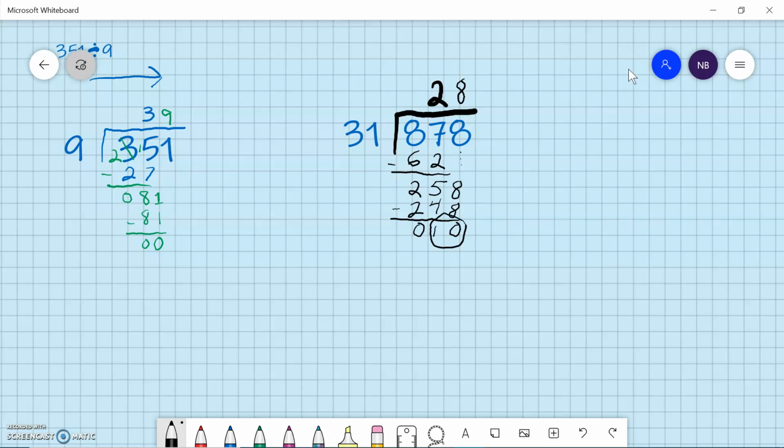And we still have a remainder there, so our answer would be 28 with a remainder of 10, which is fine. Some of these you're going to have remainders, and some of these we're not going to have remainders. Now, once we get farther into the chapter, we'll find out how these remainders are actually decimals.